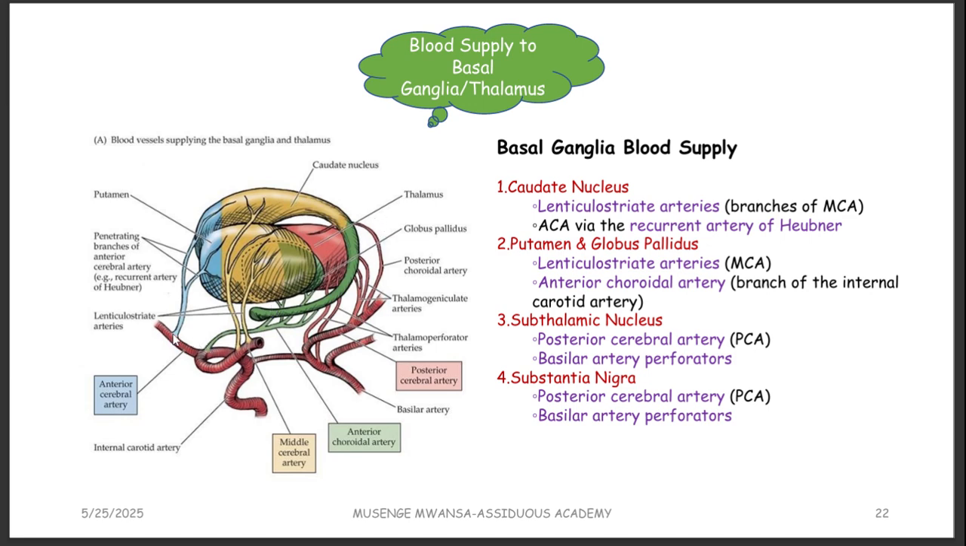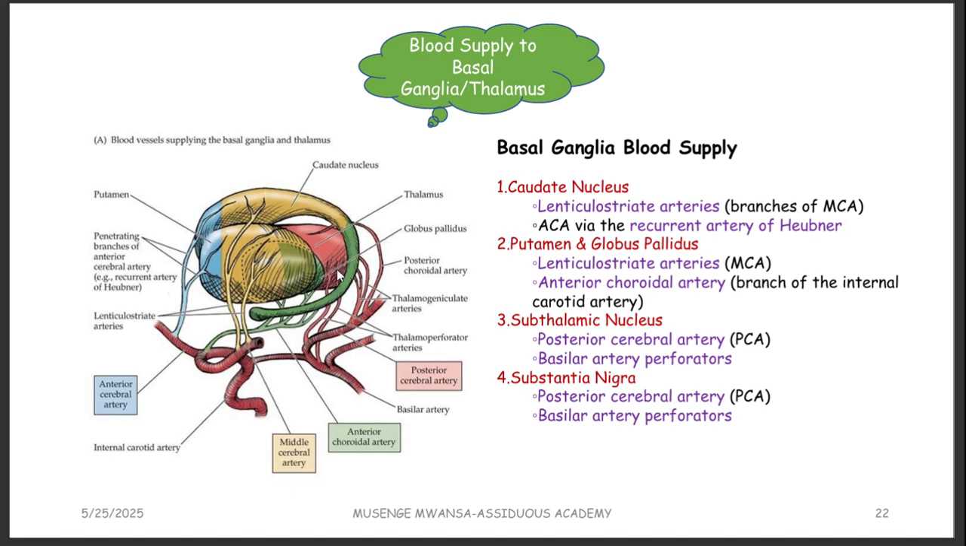And then you have the anterior cerebral giving you the recurrent artery of Hebner, which still supplies the caudate, but specifically the head of the caudate. And then the neck of the caudate in the middle here, including also the globus pallidus, you can see it's being supplied by the lenticulostriate. So the caudate itself is very big, like this structure here.